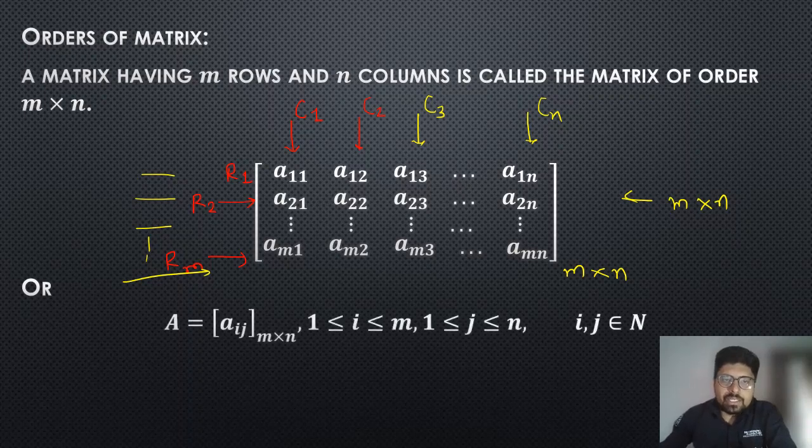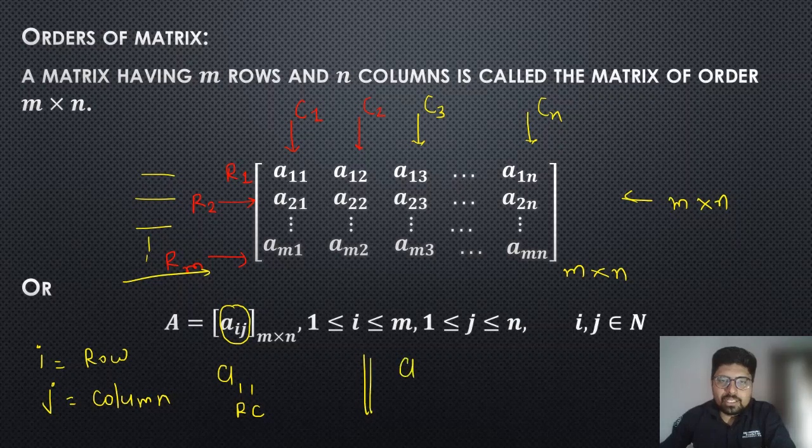So these aij's are the entries. A11 means first row, first column. So i stands for row and j stands for column. So if I write A23, it means this element, second row and column number 3. So this is first row and this is second row. Column number 3 means first column, second column, and this is third column. So this will be my element. Let's move on.